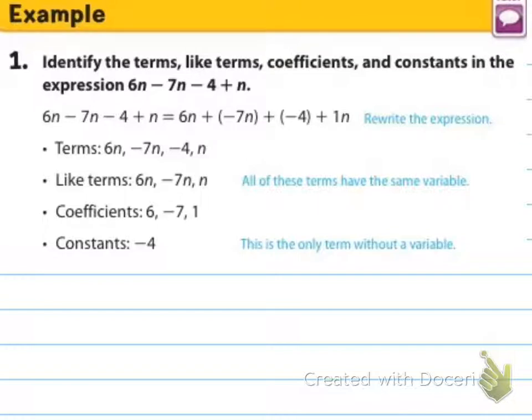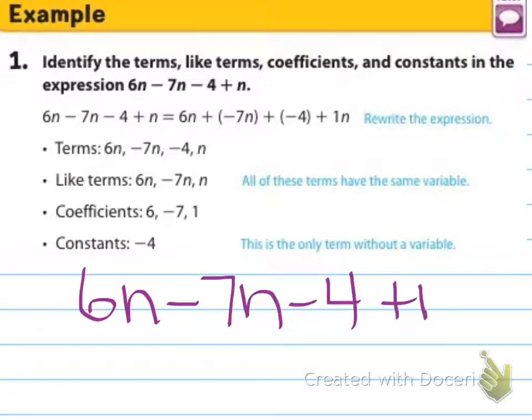Alright, so example 1, we'll go over some examples. It'll start clicking a little bit better, because that was kind of just a lot of vocabulary thrown at you. So number 1 says identify the terms, like terms, coefficients, and constants in the expression. So we're going to write the expression. The first thing I want you to do is write 6n minus 7n minus 4 plus n.